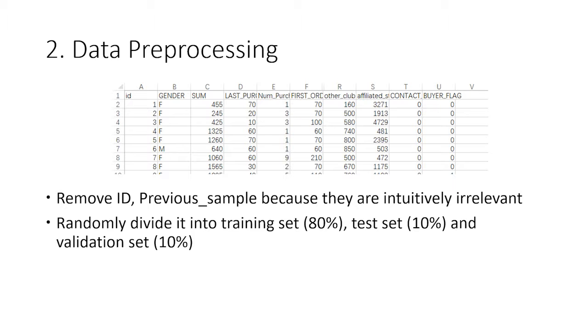Second, we move on to data preprocessing. We remove ID and previous sample. These two attributes, by their definition, should be irrelevant to the dependent variable. And then we randomly divide the dataset into training set, validation set, and the test set with a ratio of 80, 10, and 10.